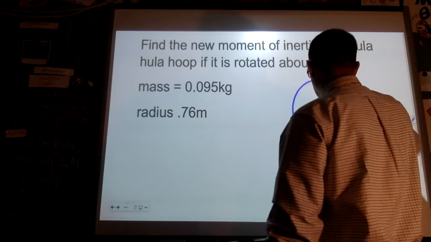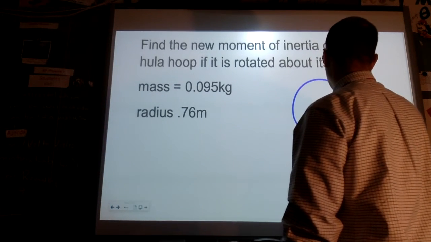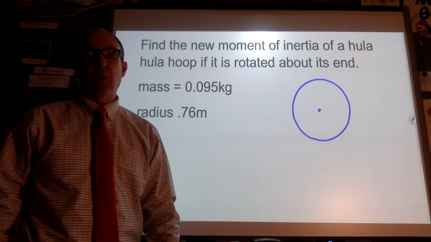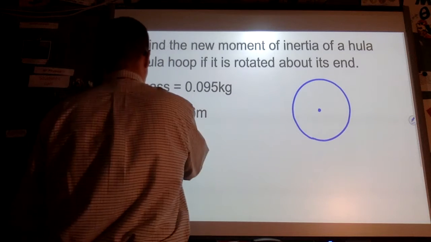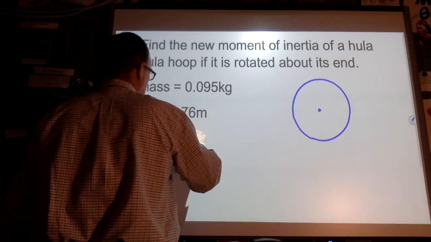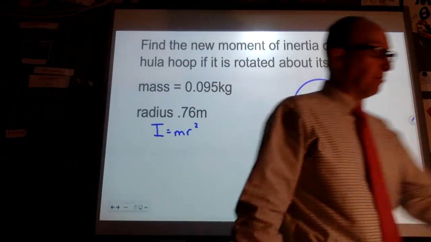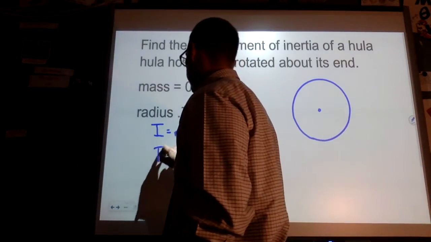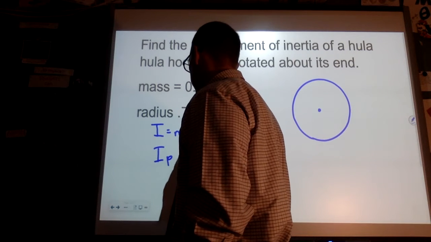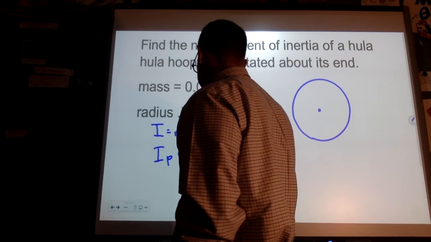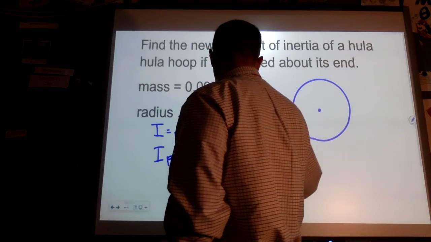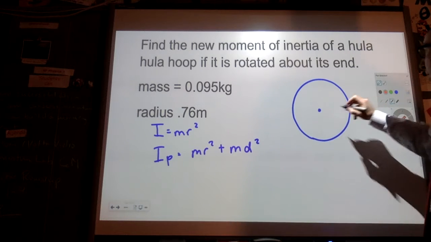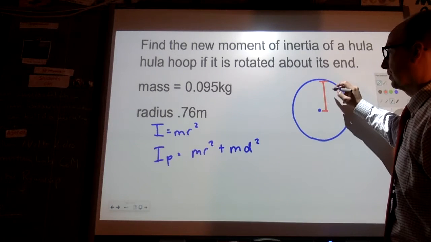So if we look at a hula hoop, we would say that all of the mass is concentrated on the outside. So that would have the moment of inertia of a hoop, which is mr squared, which I derived for you guys. So our new moment of inertia is going to be equal to this plus how much we shifted it. How much we shifted it is going to be equal to its radius.